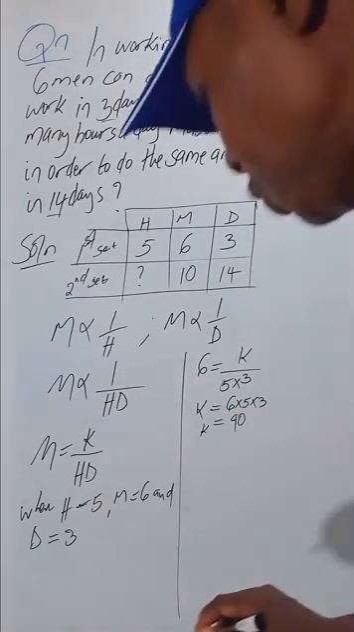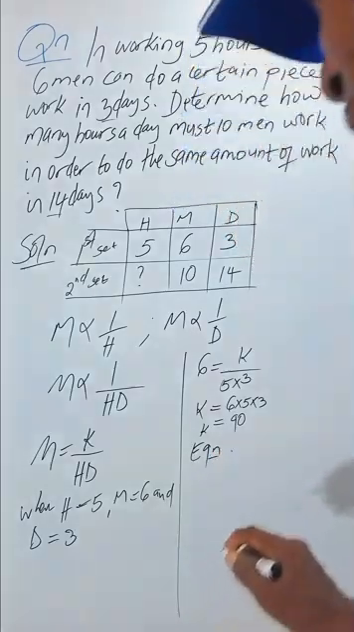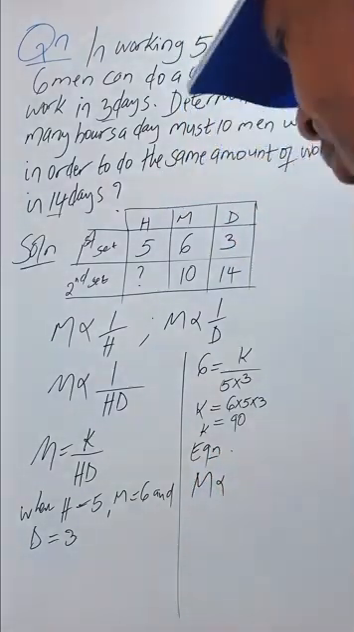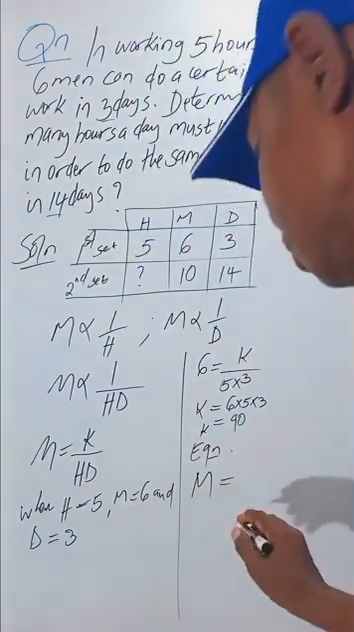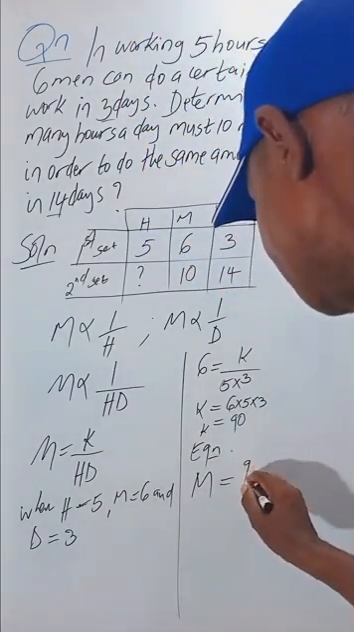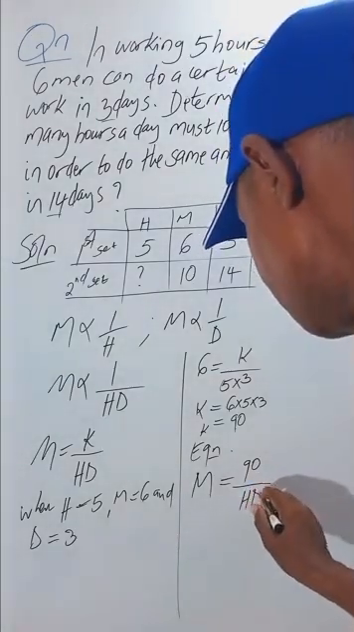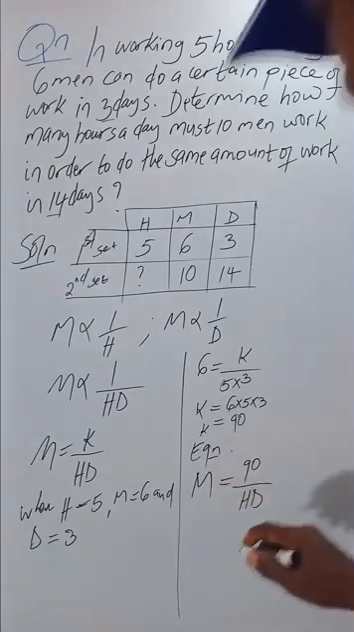So now our equation will become men equals 90, that's our K, over HD. Men equals 90 over HD. Okay, how many men do we have now?